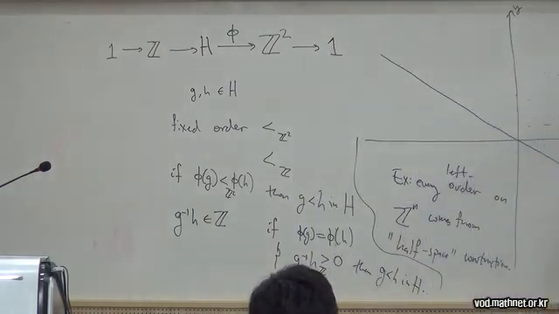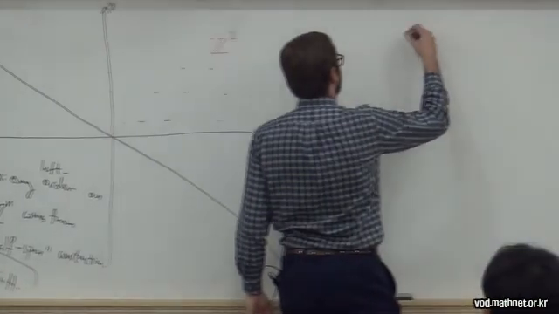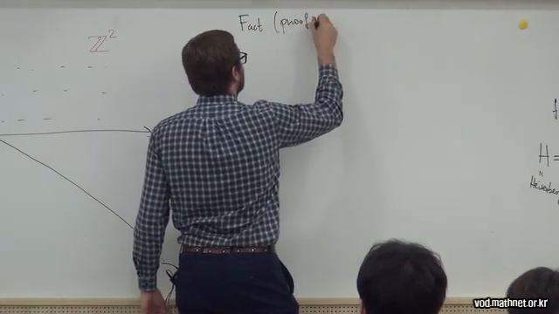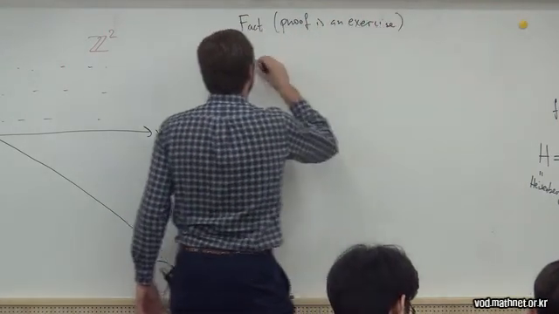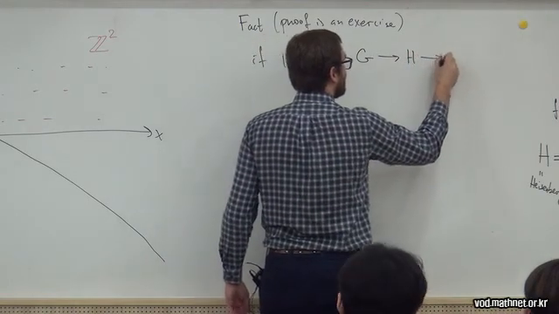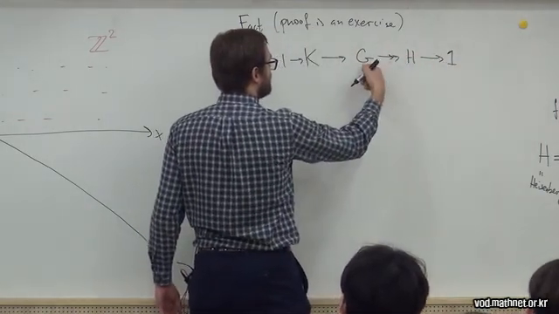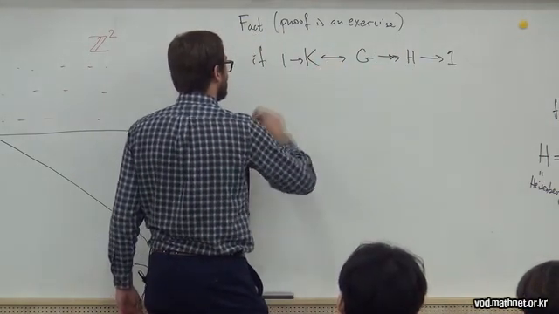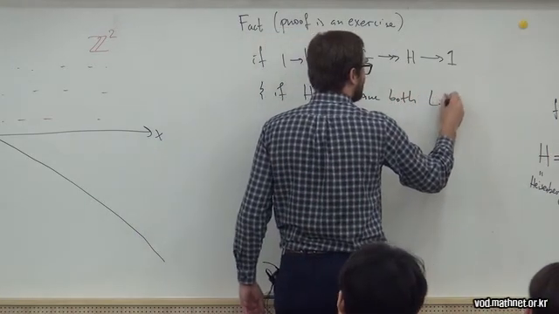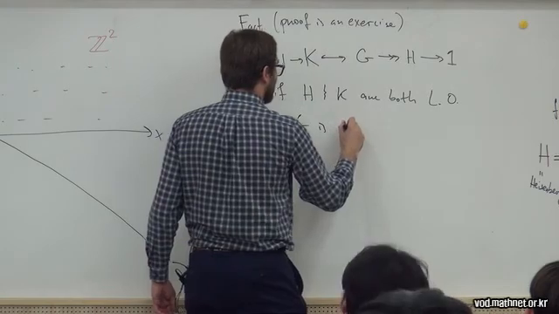So in general, one can build a lot of different ordered groups. Here's a general fact, and the proof is an exercise. If you have an exact sequence of groups like this, with a surjective homomorphism from G to H, and the kernel exactly equal to K, and if H and K are both left orderable, then G is left orderable.